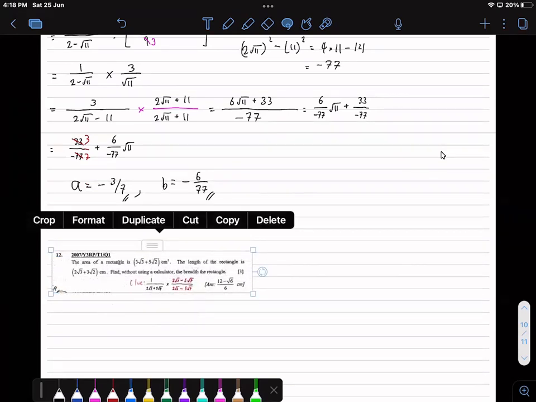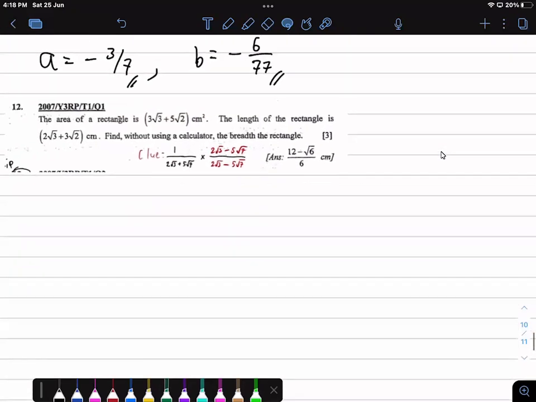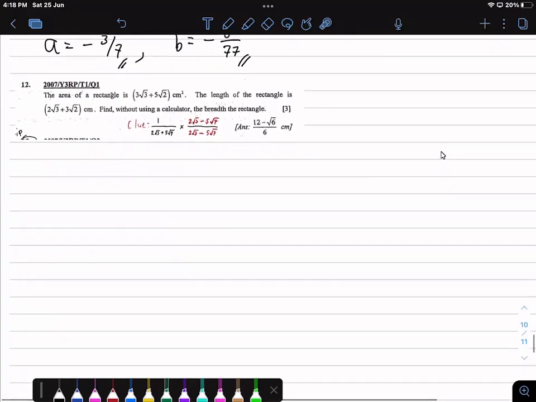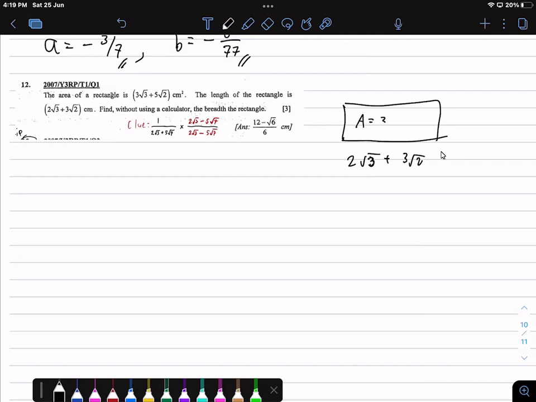Okay, area of rectangle, very common question. Okay, so you have an area of a rectangle given by 3 root 3 plus 5 root 2. You know the length of the rectangle is 2 root 3 plus 3 root 2. Area equals 3 root 3 plus 5 root 2. So what is the breadth?